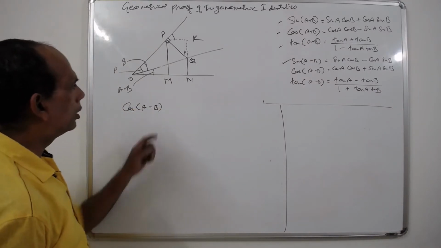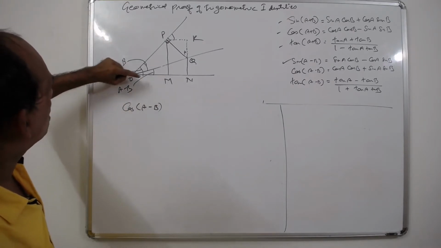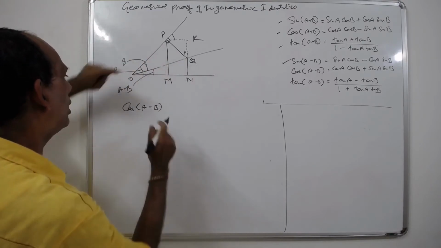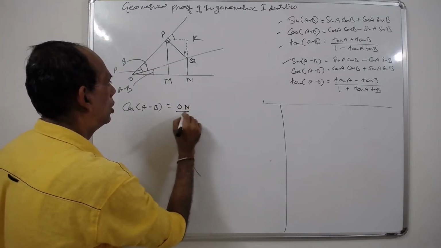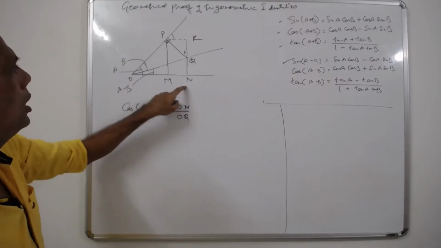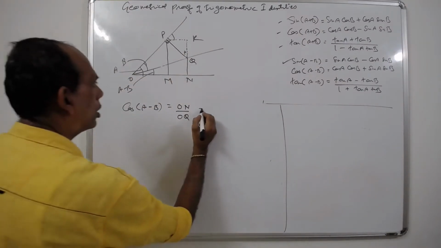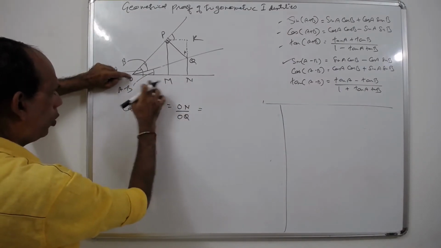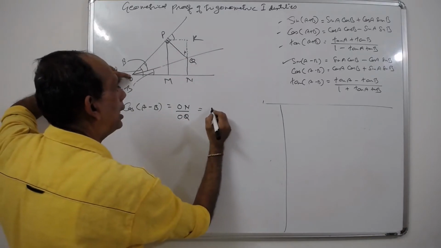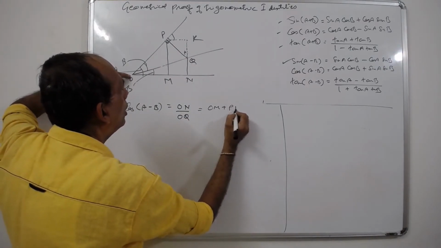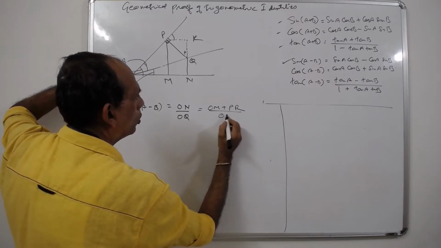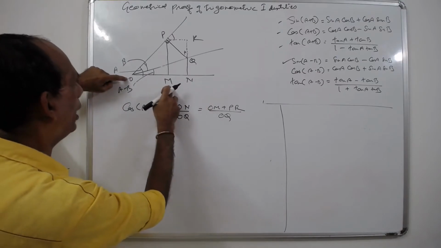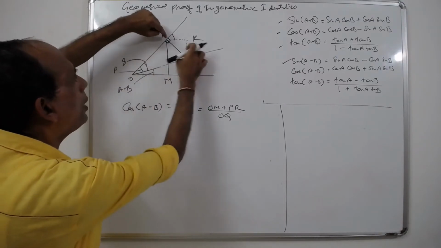Cos of A minus B. Okay. Cos of A minus B is this. This is A minus B. ON upon OQ, right? Adjacent upon hypotenuse. Now, ON is what? ON is OM plus MN, which is OM plus PR. Can I say that? So cos of A minus B is OM plus PR upon OQ, since ON is equal to OM plus MN.